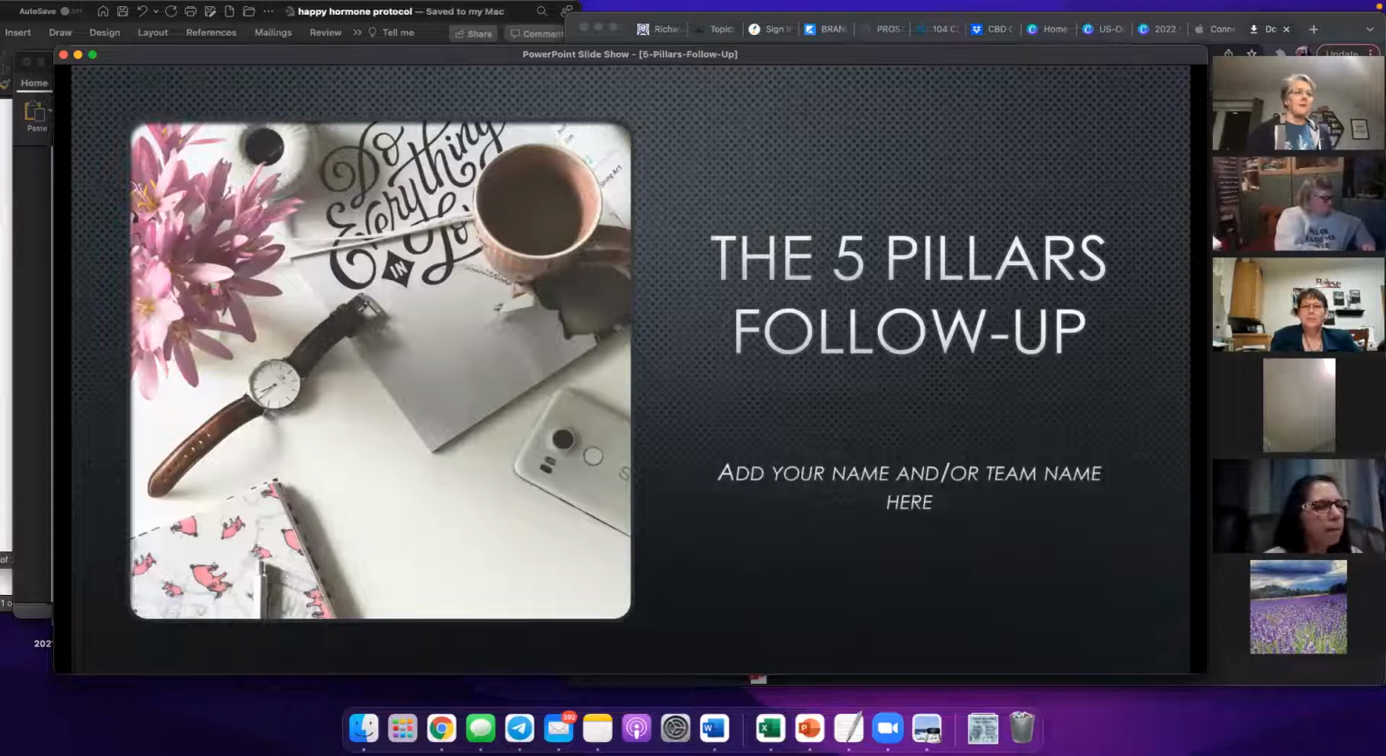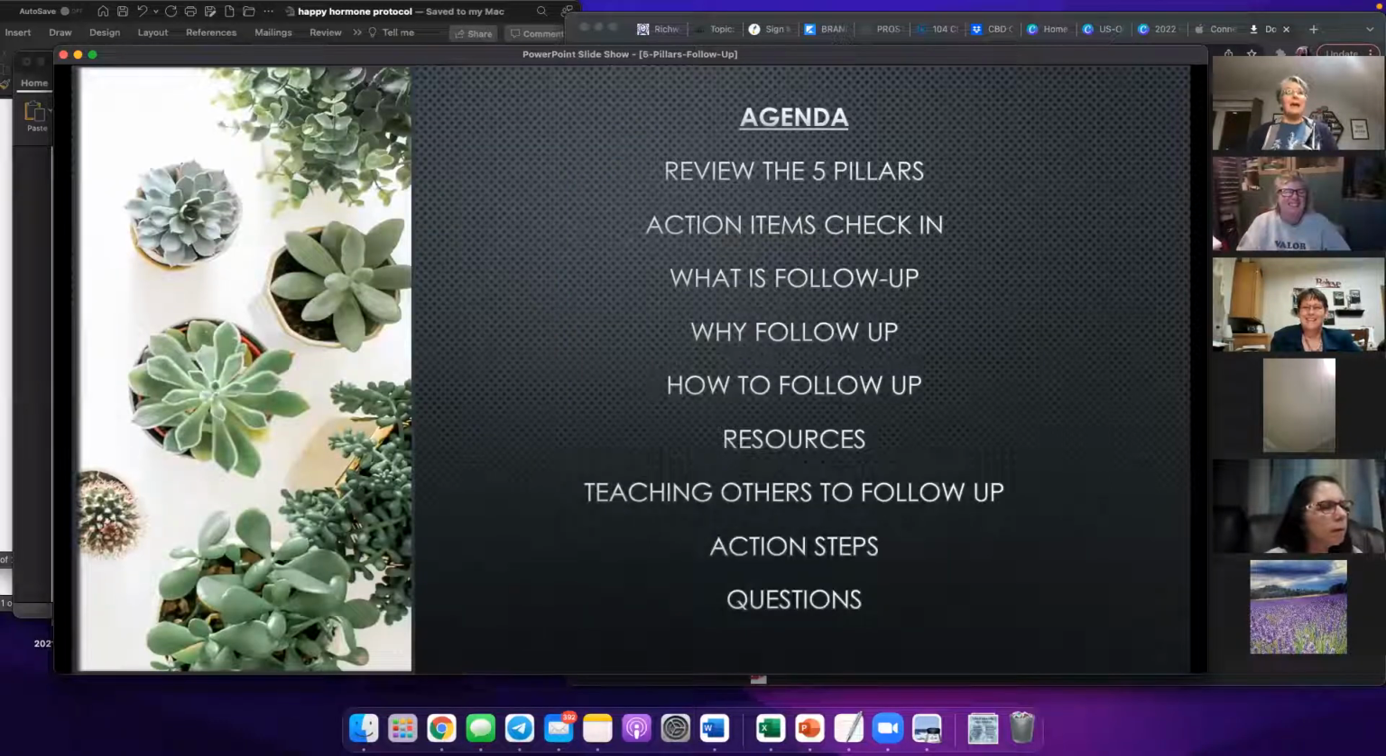All right, 5 pillars follow-up. That's what we're going to do tonight. So we're going to talk about the 5 pillars, action items, and check-in. We're going to talk about what follow-up is and why we need to do it, how to do it, and then teaching others to follow up, and then of course our action steps.